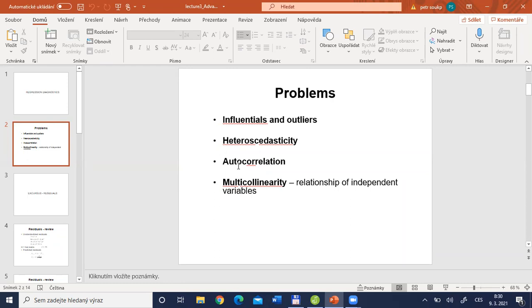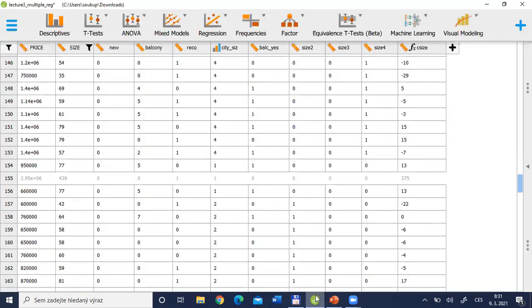So the next two problems are somehow related. These are called heteroskedasticity and autocorrelation. And these two problems are related to the random error. So it means whether the regression line is following our points ideally.